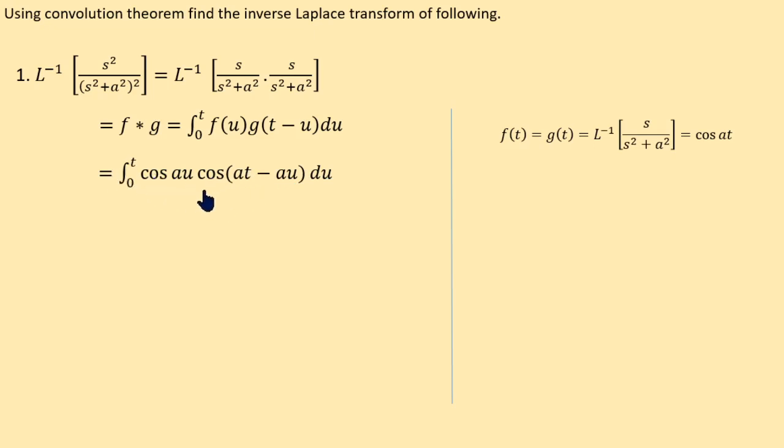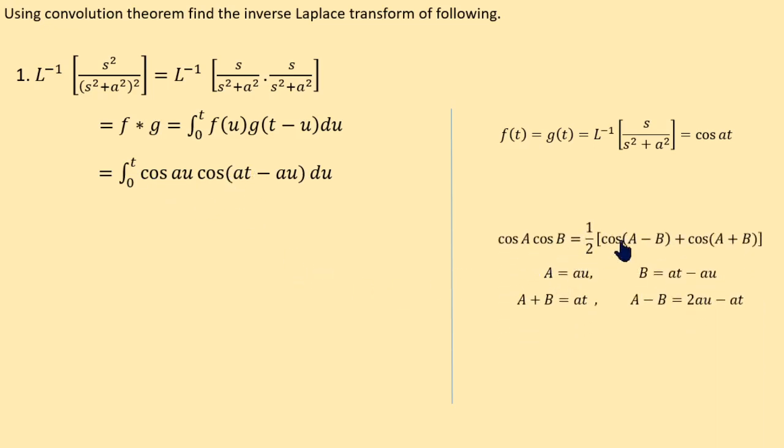Product of the two trigonometric functions, use cos A cos B formula, and we know that cos A cos B is half of cos of A minus B plus cos of A plus B, or you can write cos of A plus B plus cos of A minus B, both are same. Now here A is nothing but a u, and B is a t minus a u. Now A plus B becomes, here a u cancels, A plus B is a t, A minus B is a u minus minus a u is 2 a u minus a t.